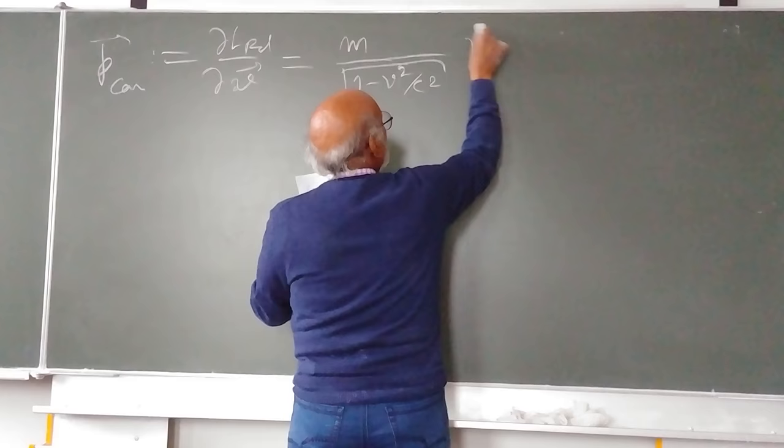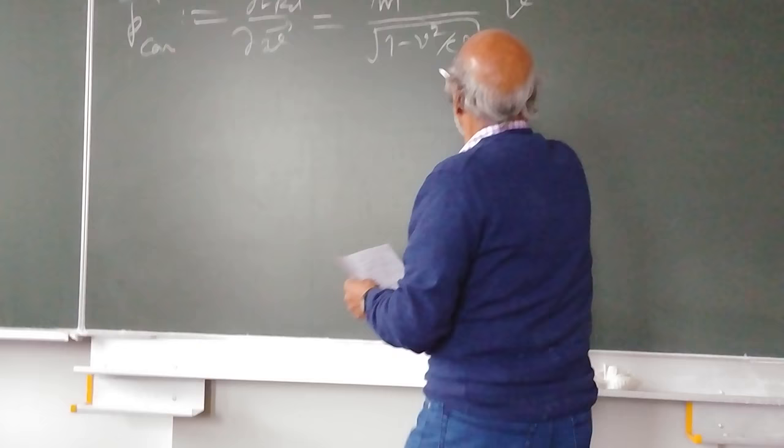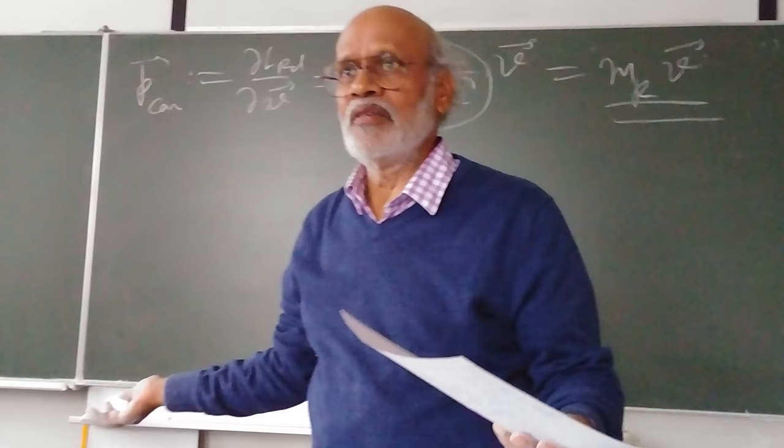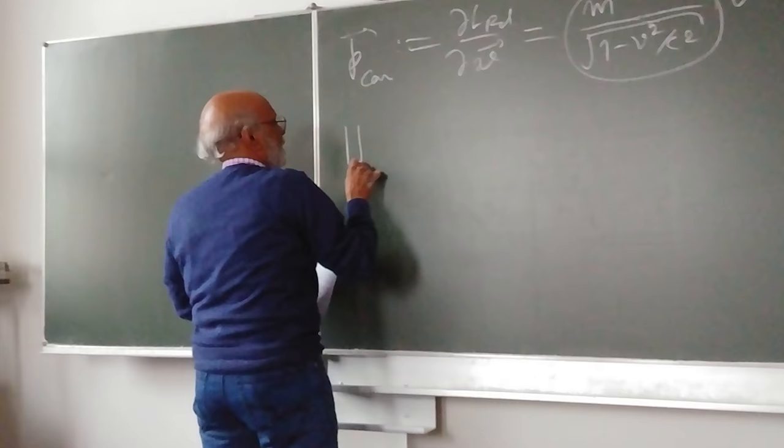Okay, just a simple one line. You will have this. So this is my relativistic mass times the velocity. So this is perfectly consistent with our conventional physics that we have known. And one more thing that one should always try to check is the canonical Hamiltonian density.